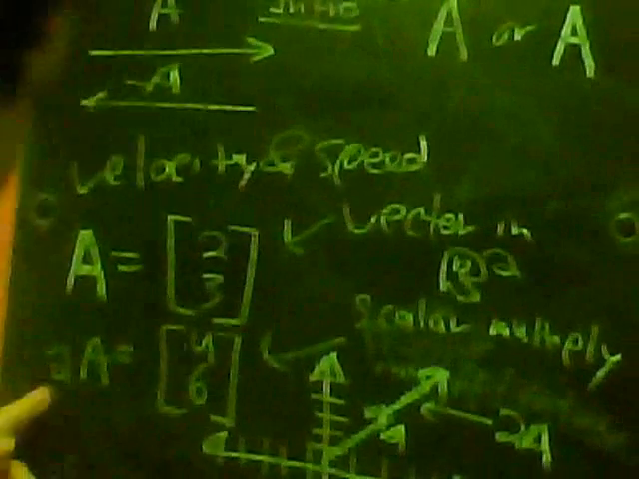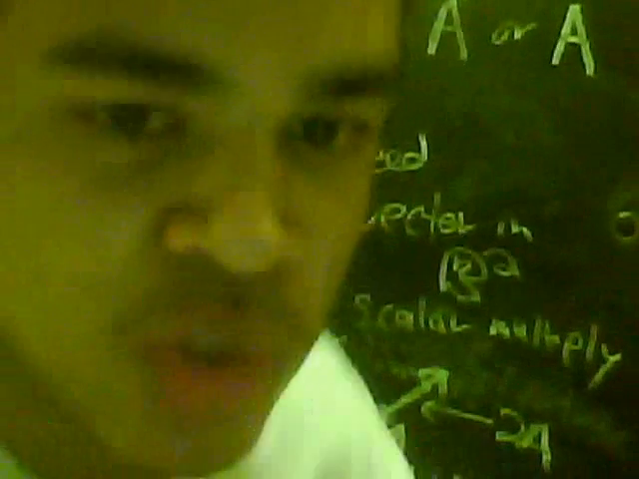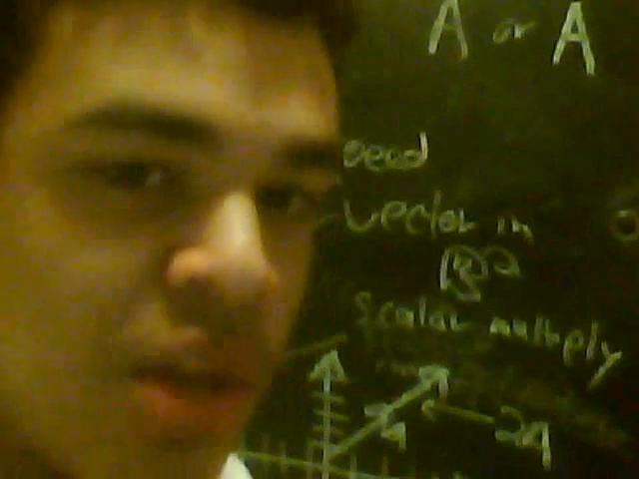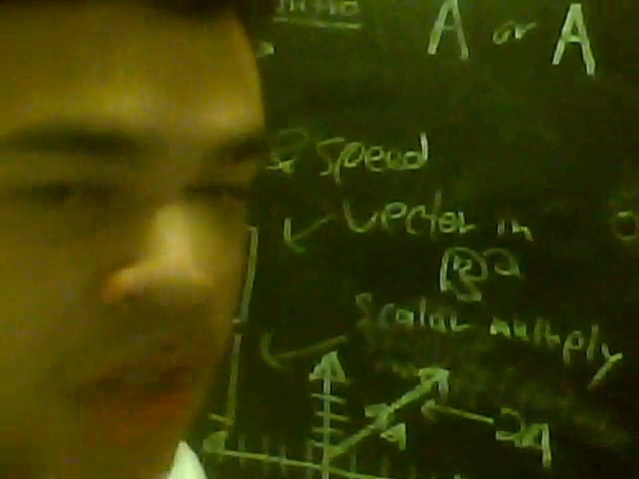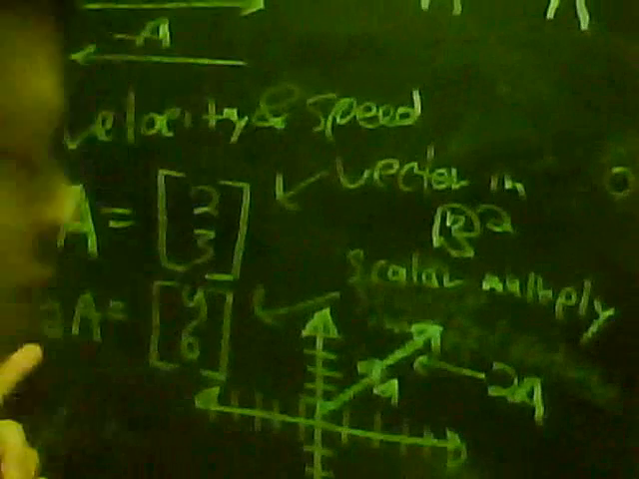Now here we have 2a, which is a scalar multiplication, where you take the vector and multiply it. You increase the magnitude, but you keep the direction the same. As you've seen, I've basically doubled the magnitude. As you can see here, it's 4 and 6. You simply multiply every entry in the matrix by 2, because that's what this 2 over here means.